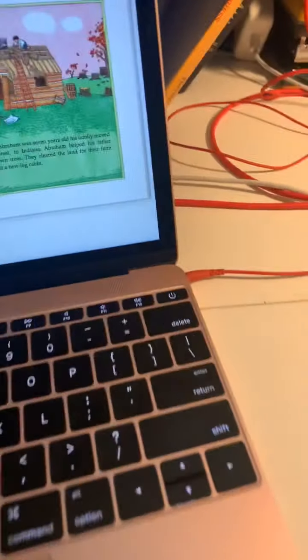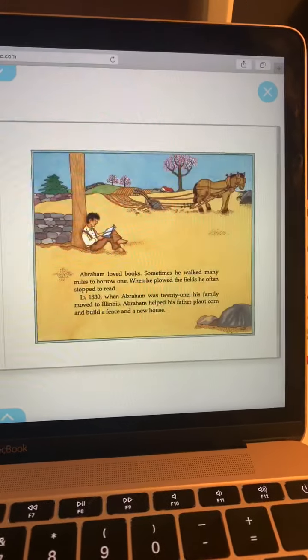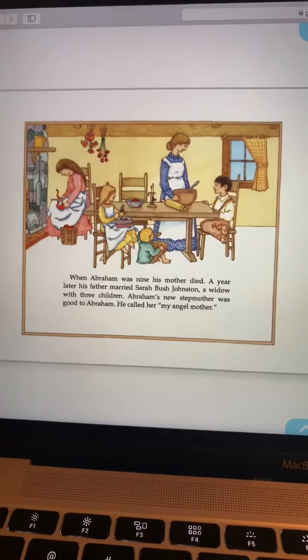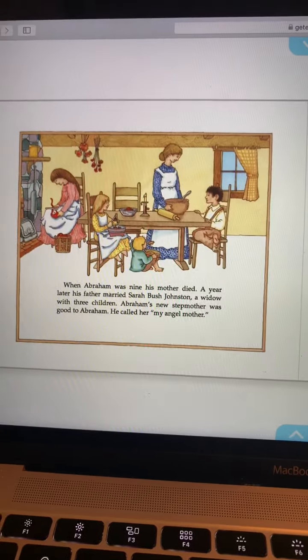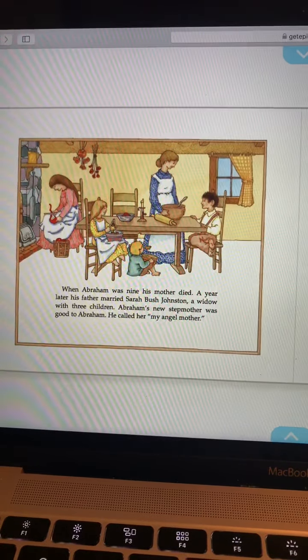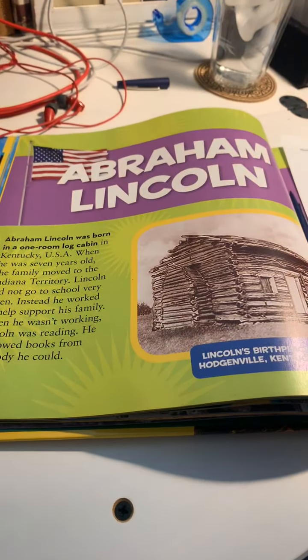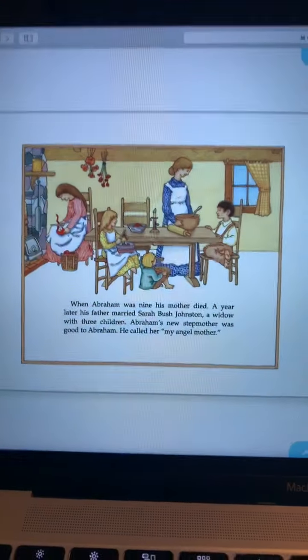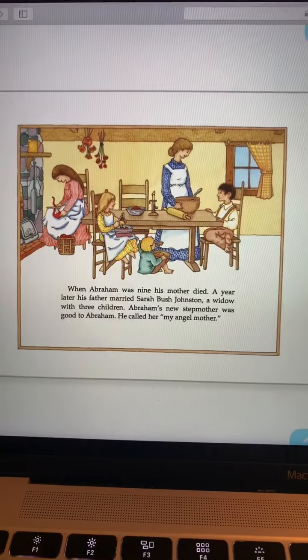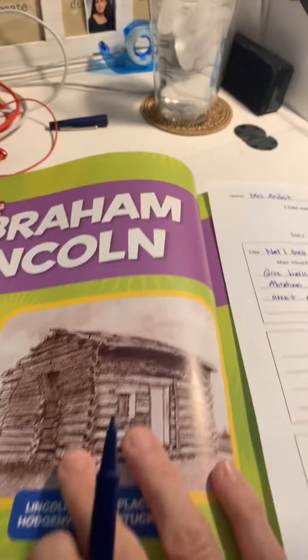Also not in this one. Now this does talk about how they moved to Indiana. We knew that from the other text. Then we have this introduction of his stepmother. His mother dies and his father remarries another woman. Her name is Sarah Bush Johnston. You can see that here. Again, not in this text. Already in the beginning, I'm seeing that there are so many more details in the text on Epic than there are in the National Geographic one.